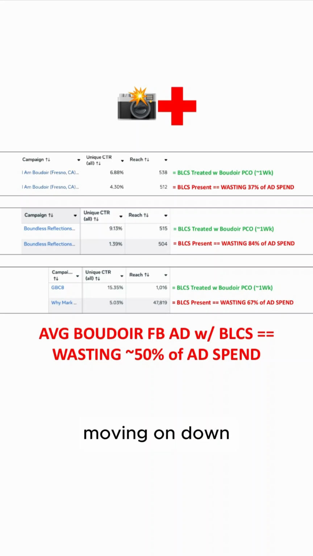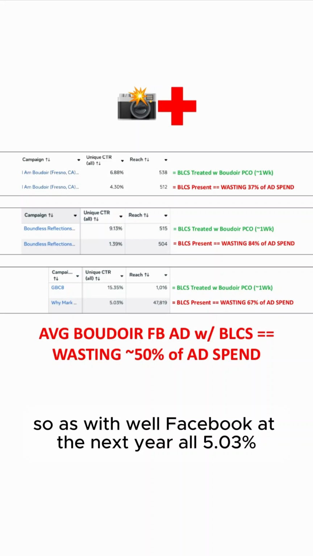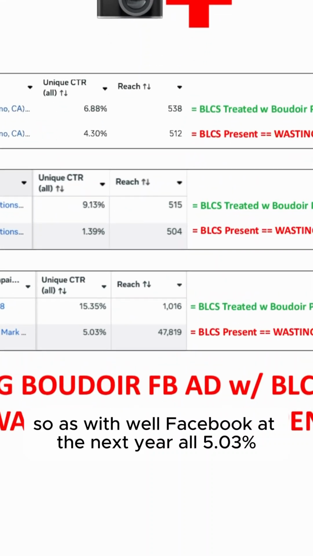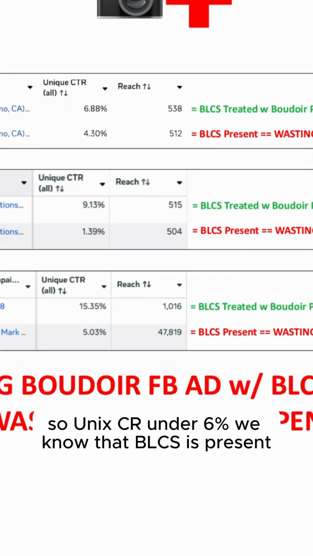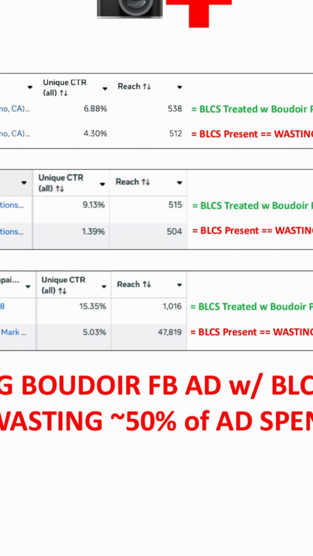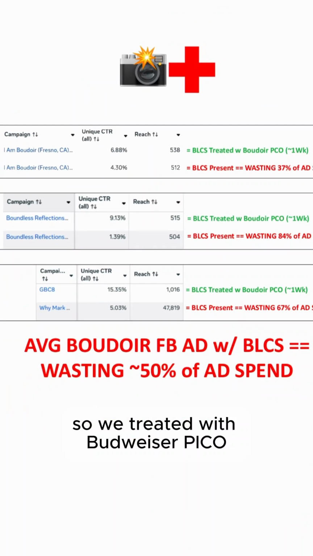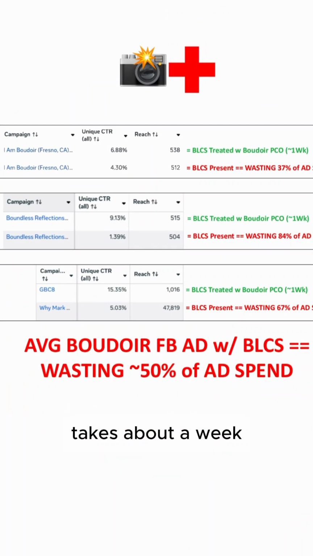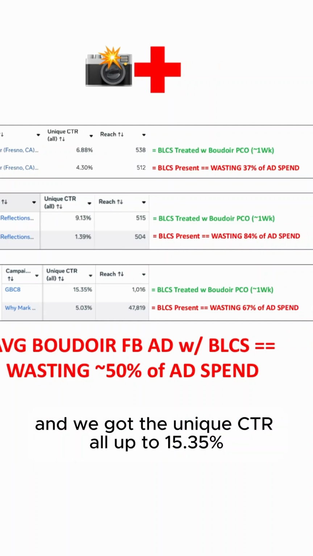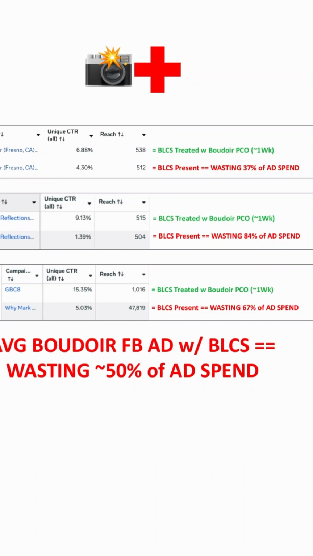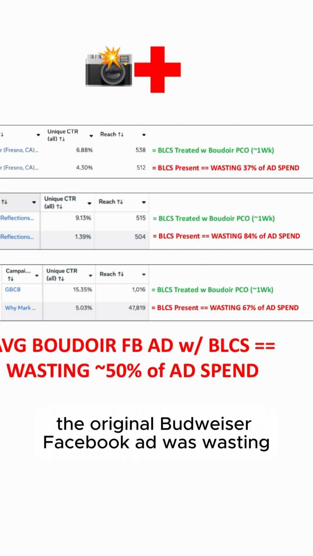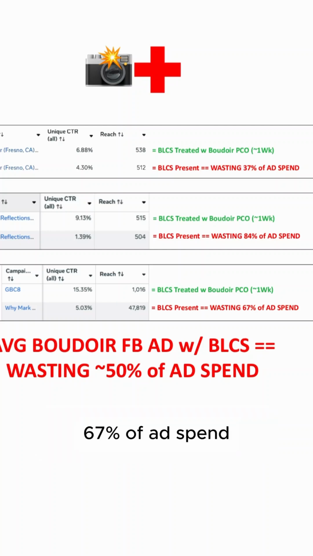Moving on down, had a patient come through. Boudoir Facebook ad has a unique CTR of 5.03%. So unique CTR under 6%. We know that BLCS is present, Boudoir low click syndrome. So we treated it with Boudoir Pico. Takes about a week. And we got the unique CTR up to 15.35%. So we found out the original Boudoir Facebook ad was wasting 67% of ad spend.